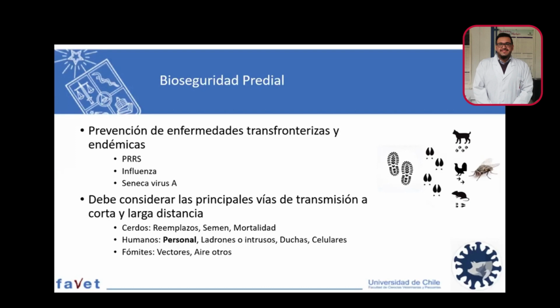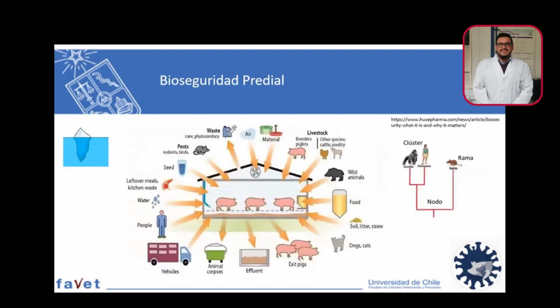When we talk about predial biosafety, we have to take care about the overseas diseases, but we also have to take care of the endemic diseases. And we have three of them which are relevant today on a national level. I suppose that each country must have its own problems. We are dealing with influenza, Zika virus, and PRRS. We have to consider the same long-distance ways of transmission, but some of them happen at a shorter distance, among them, personal biosafety, intruders or stealers, thieves, showers, contaminated cell phones, and so on, and other factors such as the air, flies, and so on.